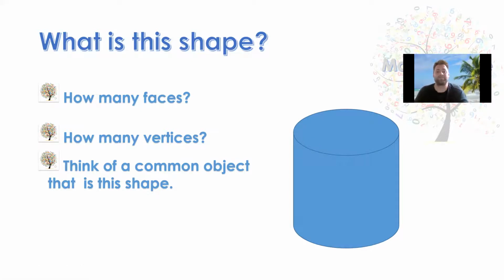And a common object, well, you could take a mug, a cup. That's my daughter's, by the way, not mine. I don't like Paw Patrol. Or a tin of baked beans, or something like that. Tin of soup.